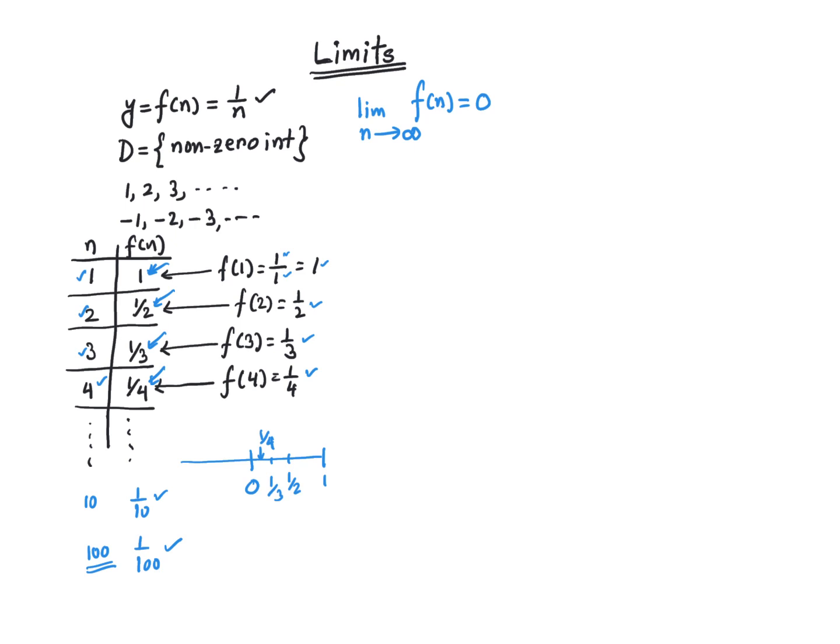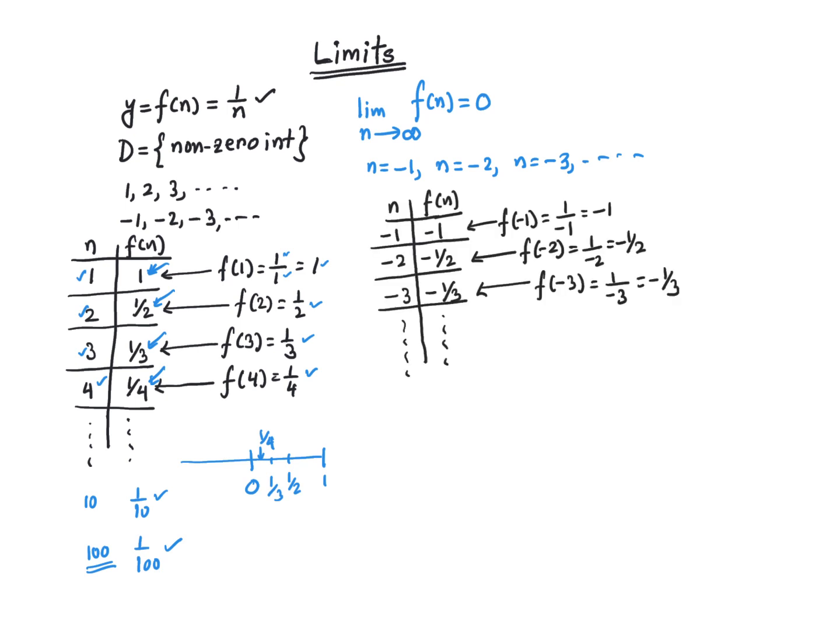Now let me consider the other scenario. What happens if n goes towards negative infinity? So I'm going to start off with n is equal to -1, n is equal to -2, and n is equal to -3, and it keeps going. It races towards negative infinity, meaning n is getting smaller and smaller. And let me go ahead and create a table for this one as well. As you can see in this table, how the function value changes as n gets smaller and smaller.